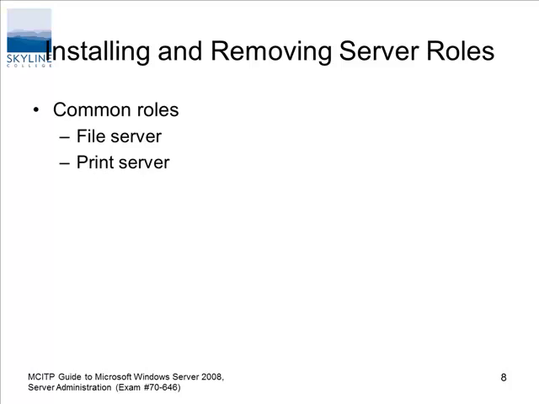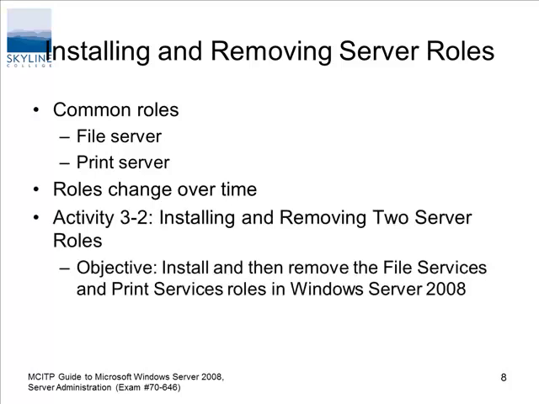Installing and removing roles: file server and print server are roles that need to be added. I think that if you look at your server after it's installed, the file server probably is installed by default. Print server isn't, and in Chapter 6, I think, is printing, which we'll do next week. You'll add the print server role and share printers through Server Manager. Roles change over time. Installing and removing server roles.